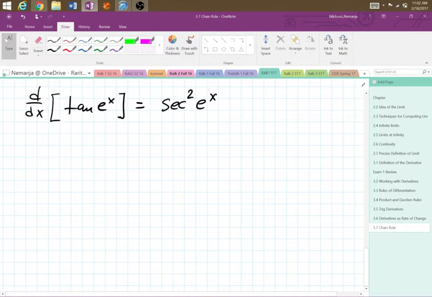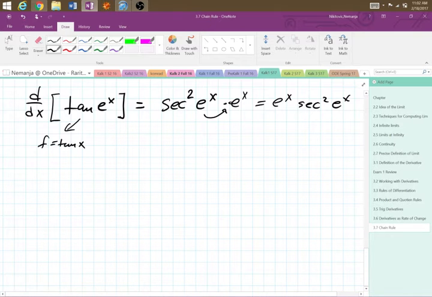And now, times the chain. What's the derivative of e to the x? E to the x. So the answer is e to the x, secant squared, e to the x. Can you factor out e to the x? No. Hell no. Exactly. The answer is hell no. Over here, f is tangent, and g is e to the x. So they swap the roles.